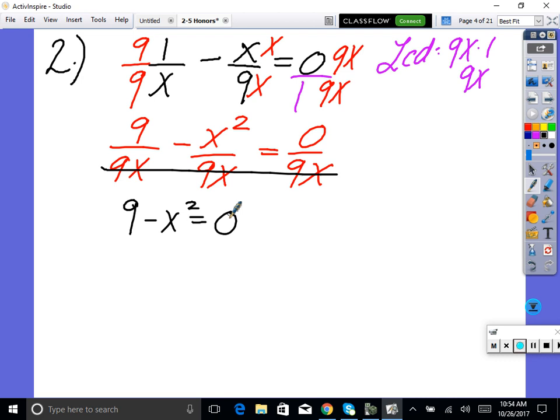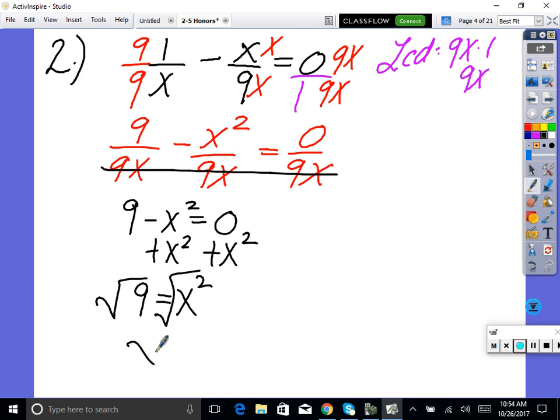Easiest way possible. What's the easiest way here? Add x squared, square root it. So we're just solving for x. Add x squared. So we have 9 equals x squared. What's my next step? Square root. So x is equal to positive 3 and negative 3, both solutions as far as we know.